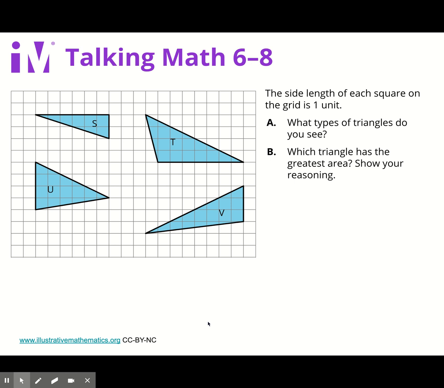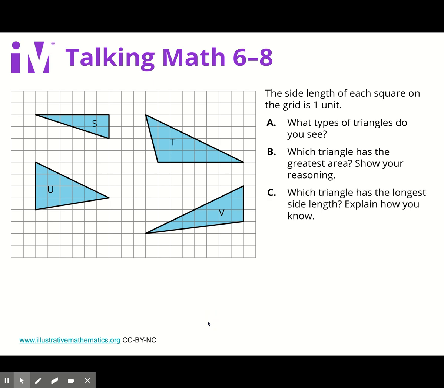Now I want you to think about which triangle has the greatest area and show your reasoning. Remember, area is the amount of space inside the shape. Again, hit pause to give yourself some think time and hit play when you're ready to hear the answer. Triangle S has an area of 6 square units. T has an area of 14 square units. U has an area of 12 square units, and V also has an area of 12 square units. How'd you do on that one? Let's take a look at that last question.